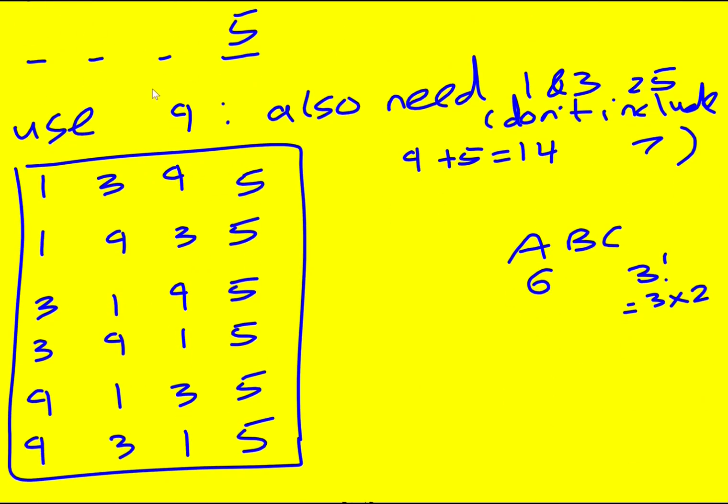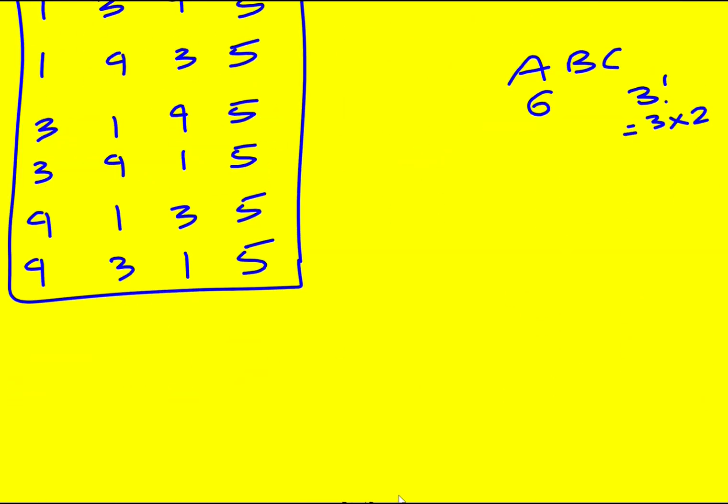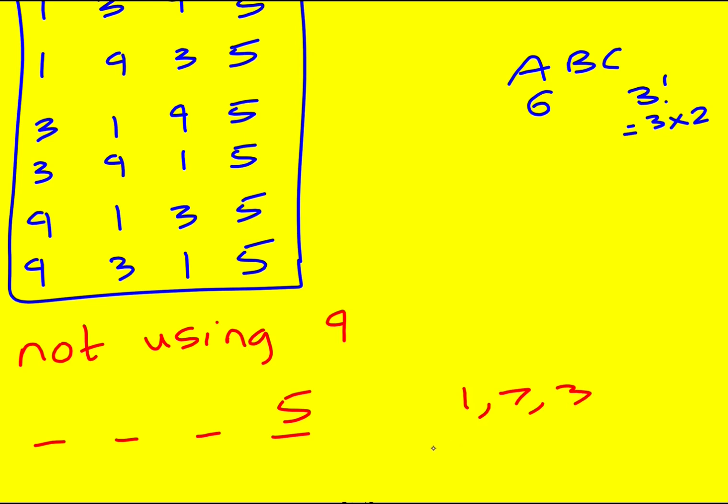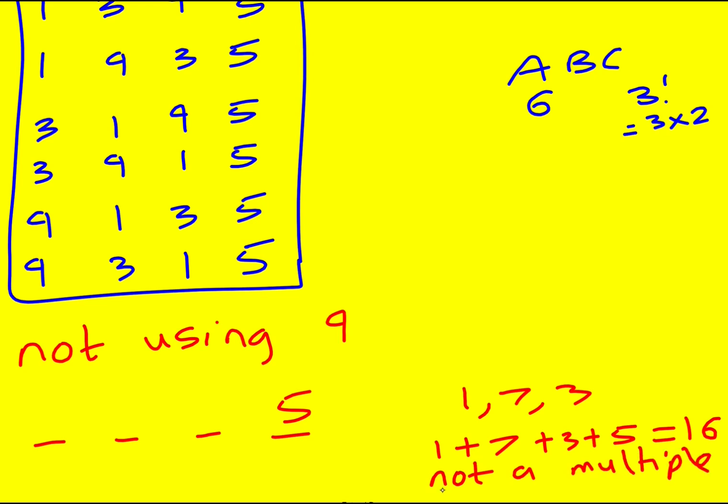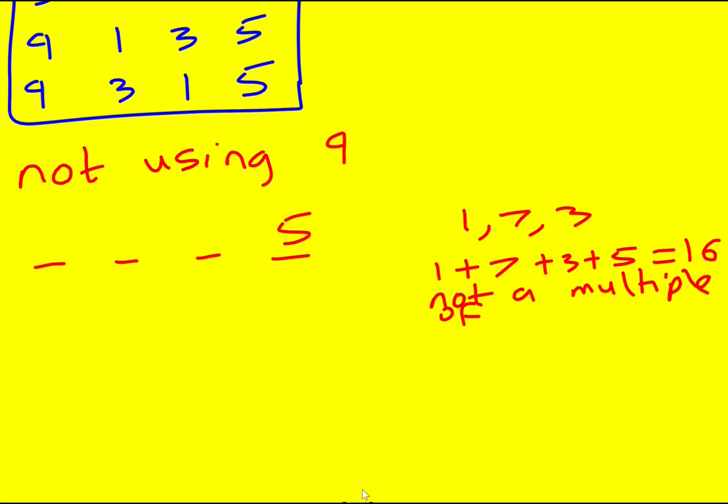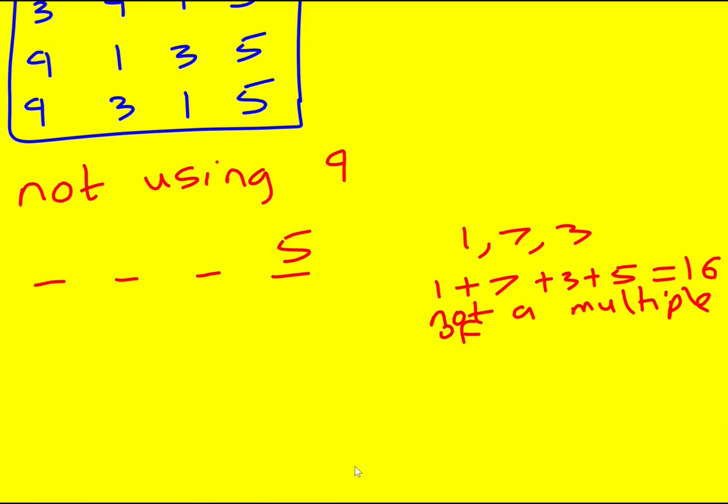Now we're still using the 5, but now we're not going to use the 9. Then we still have to have it end in 5, and we're left with 1, 7, and 3. So if I add all these up, 1 plus 7 plus 3 plus 5, then I get 16, which is not a multiple of 3, which is what we have it to be for the number overall to be divisible by 3. So there's no extra solutions here.